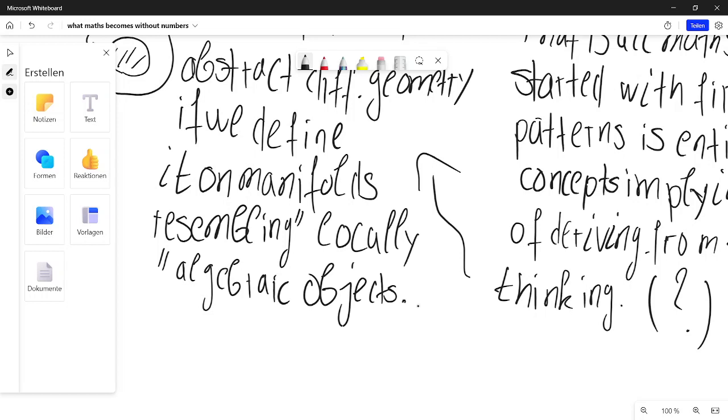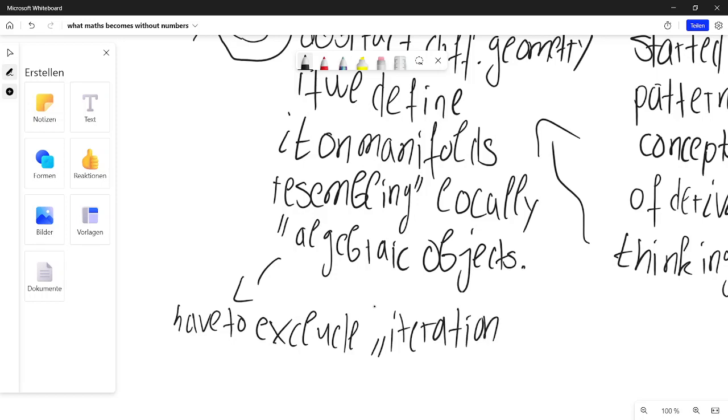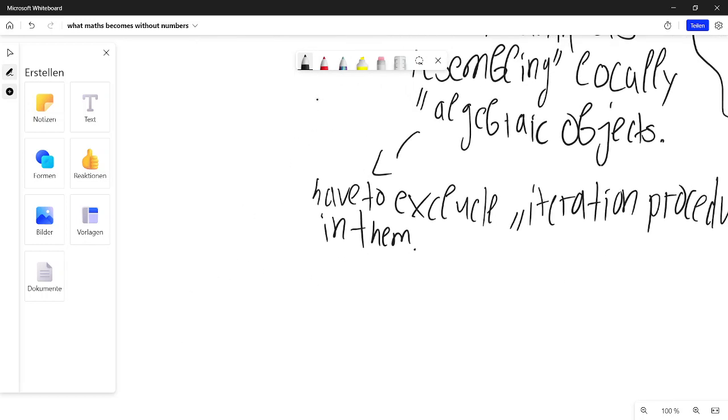at any level, rather than disassembling some space like Rn, so n coordinate axes. So, but then we have to exclude iteration procedures. But that goes better. That goes even better. Whatever it means.